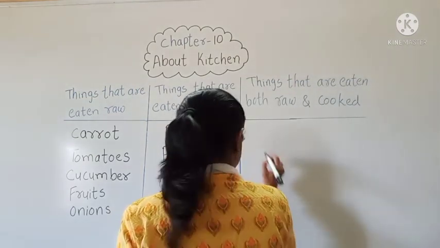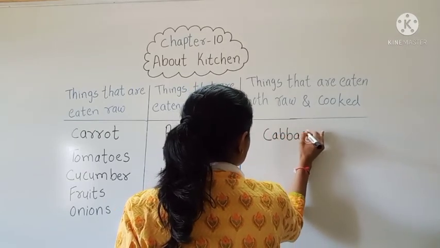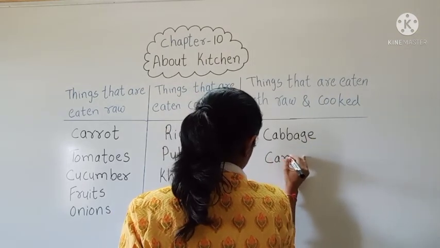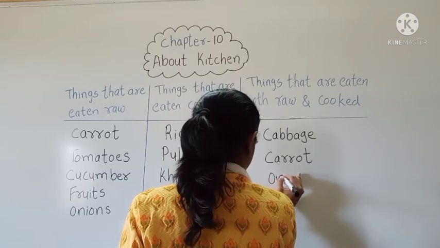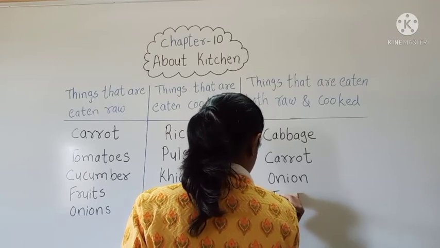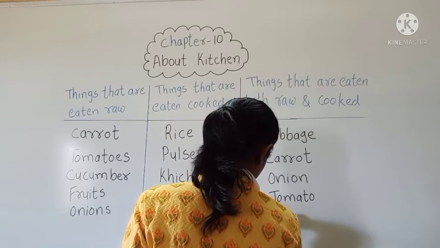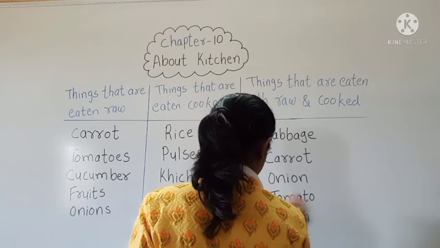Now let us see the things that are eaten both raw and cooked. Okay. Cabbage, carrot, onion, tomato, and the last one is radish. Okay?